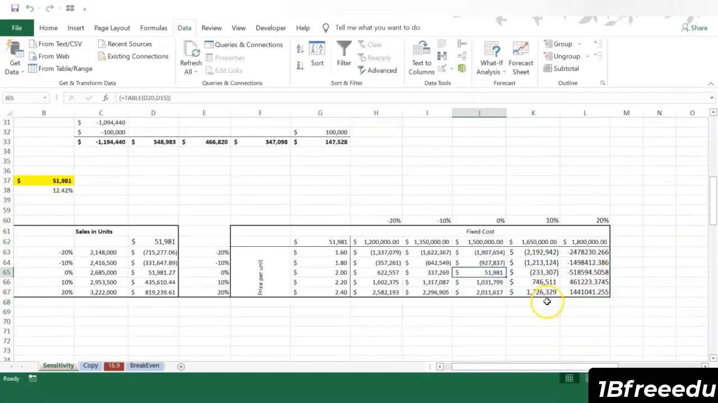Click OK, and you can see how our NPV would change if the fixed cost and the price per unit were changed by a certain percentage.